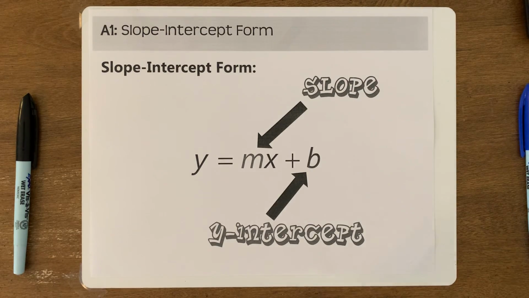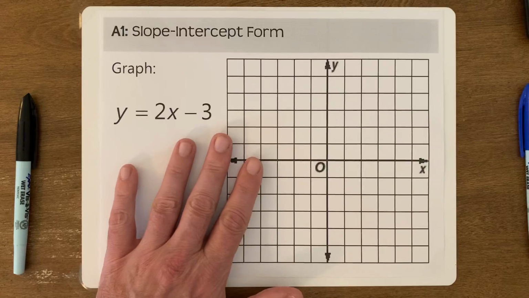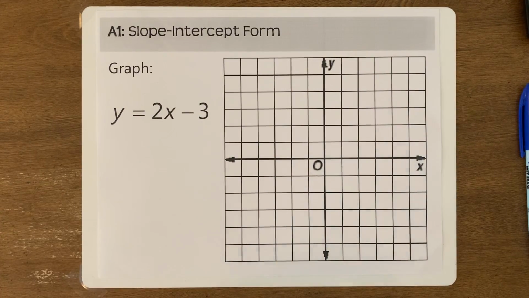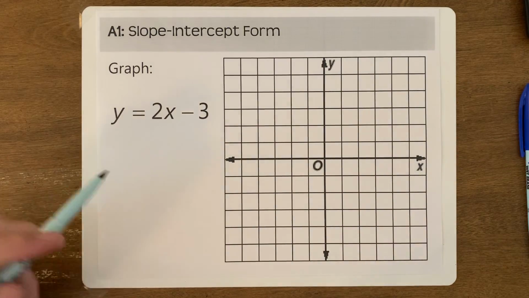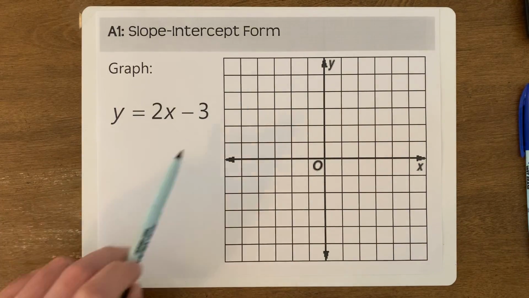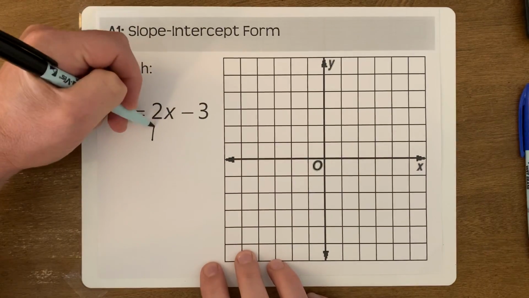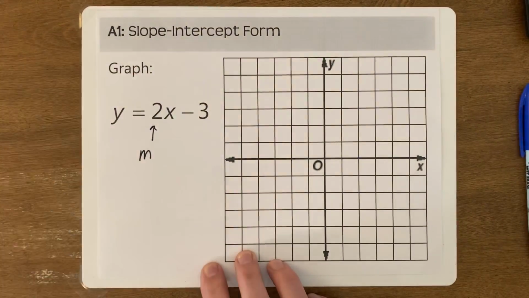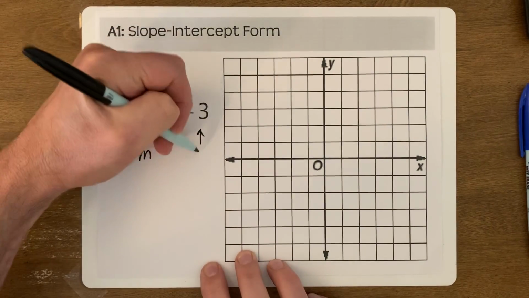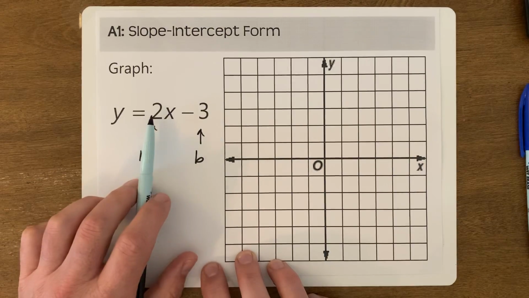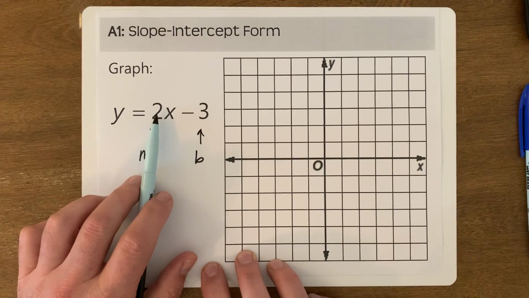So here's the first problem: y is equal to 2x minus 3. The first thing you want to do is identify the slope and the y-intercept. The slope is 2. The negative 3 is your y-intercept, and you have to take the sign in front, just like the slope. If it was a negative there, then it'd be negative 2.